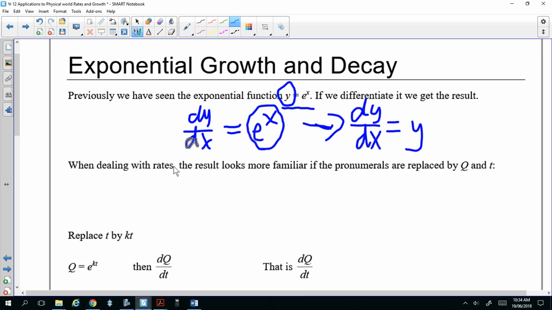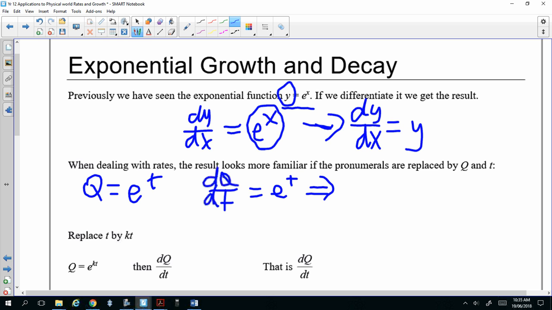Now, when dealing with rates, the result looks more familiar if the variables are replaced by q and t. So instead of y equal to e to the power of x, we have q equal to e to the power of t. And we'll do the same thing again. We'll do dq dt, which is the rate of change of quantity, and that's equal to e to the power of t. And if we write it again, that can be written as dq dt equals q. The rate of change of quantity is equal to the quantity itself.